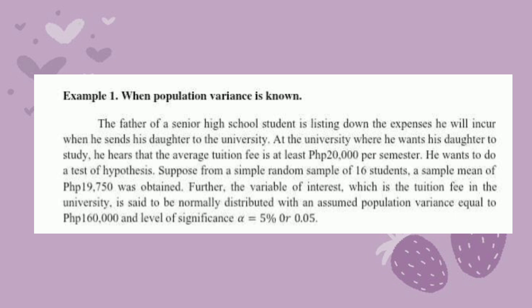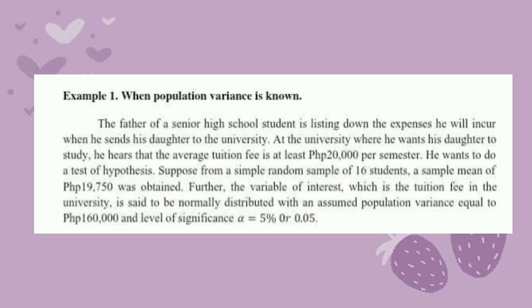When the population variance is known, the father of a senior high school student is listing down the expenses he will incur when he sends his daughter to the university. At the university where he wants his daughter to study, he hears that the average tuition fee is at least 20,000 per semester. He wants to do a test of hypothesis from a simple random sample of 16 students. A sample mean of 19,750 was obtained.